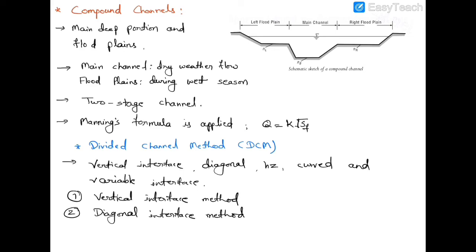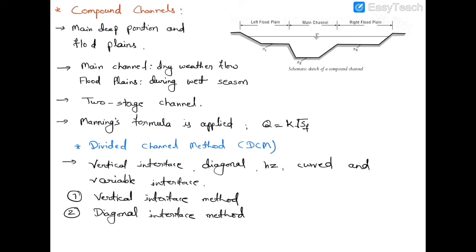Based on the geometry and roughness, the hydraulic conditions of the main channel and the floodplain differ considerably. One more thing is that the velocity of flow in the floodplain is lower than in the main channel due to relatively smaller water depth and higher bed roughness.